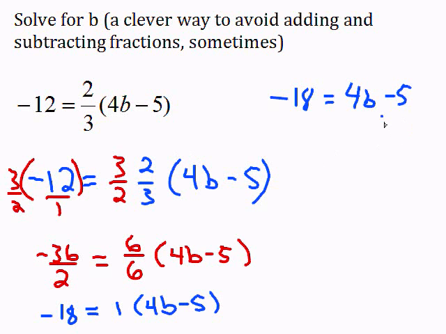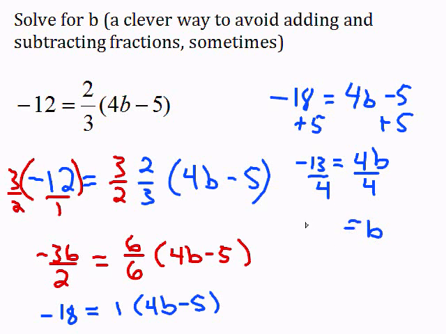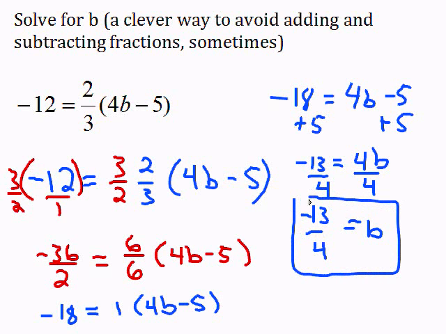And that's pretty easy to solve. I just add 5 to both sides. Negative 18 plus 5 is negative 13 equals 4b. Then I can divide both sides by 4. And I'm left with b equals negative 13 over 4. Again, it's always a good idea to check your solution. I'll leave that to you to go ahead and check that out.